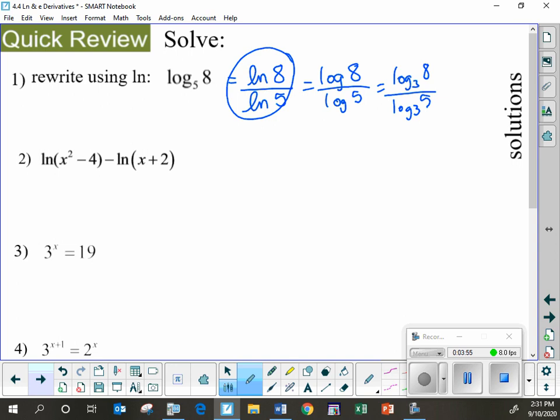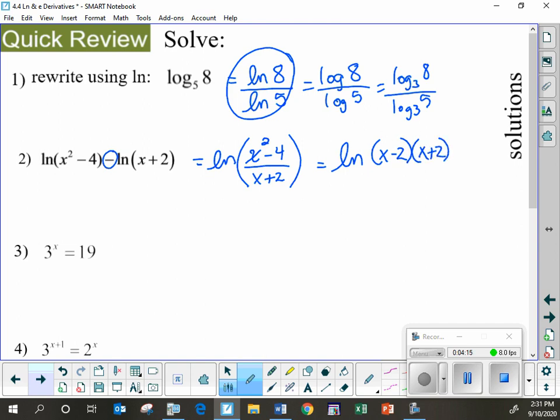Number 2, can we simplify that into 1 log? Since I see subtraction, that means that it pulls together using a quotient of the 2 arguments. And if I factor just a little bit, difference of squares on top over an x plus 2 means that x plus 2 cancels, and we get an answer of natural log of x minus 1.